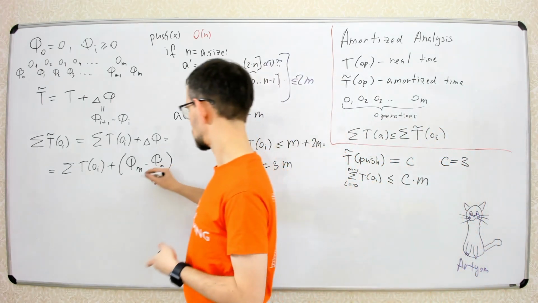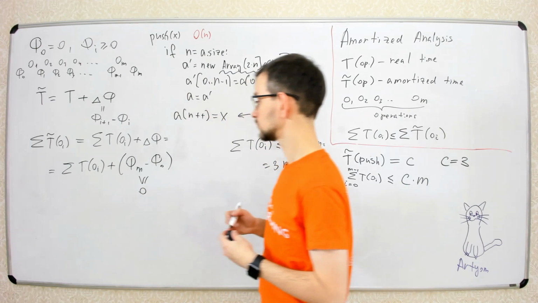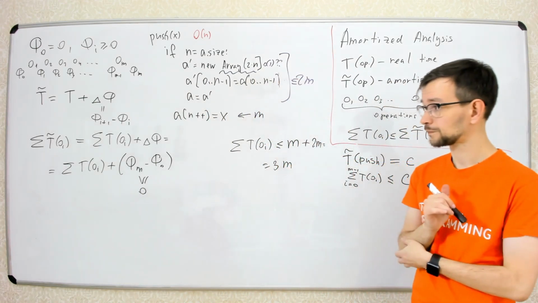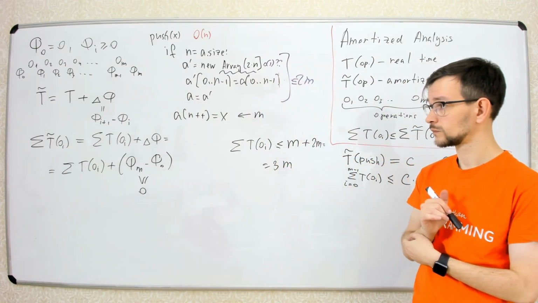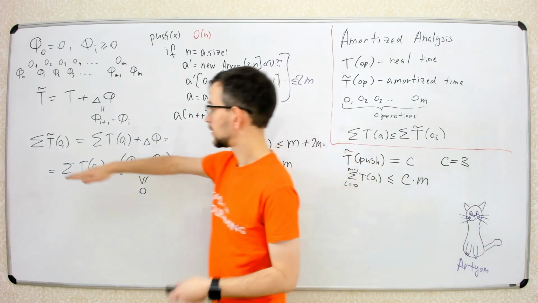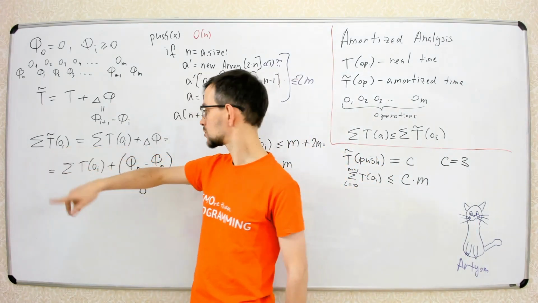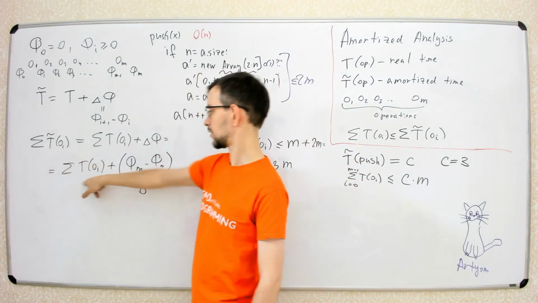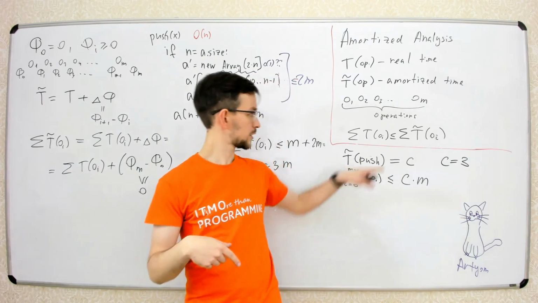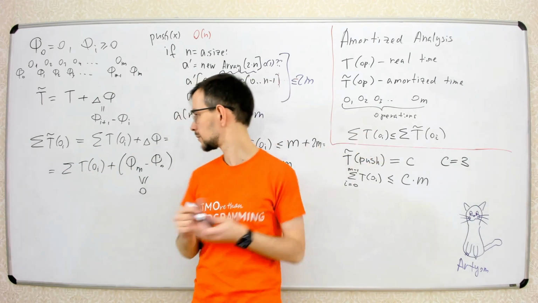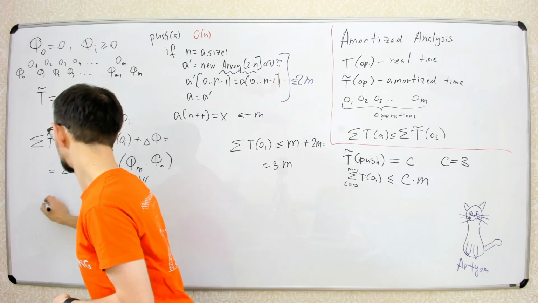And this value is non-negative. So we just proved that the total amortized cost is greater than or equal to the total real cost. That's exactly what we need to prove here.